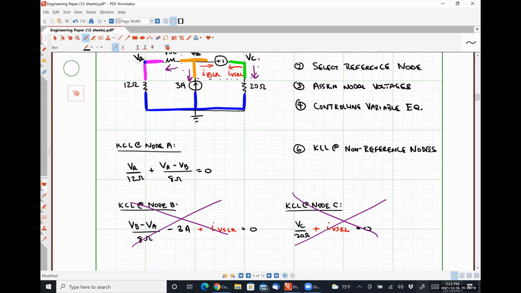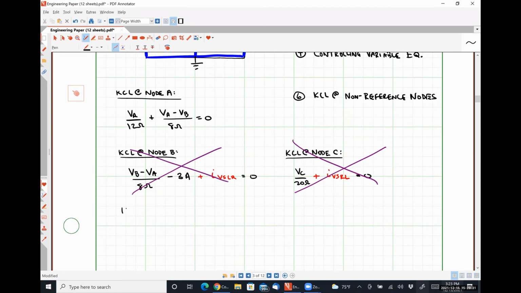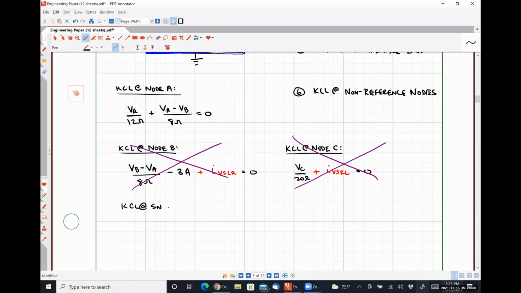So we're going to write our KCL equations at all nodes and supernodes that do not contain our reference, which in this case, our supernode doesn't contain our reference, so we're going to get that equation. KCL at supernode, and I'm going to call this supernode B, C, because it contains nodes B and C, and write a KCL equation, right?